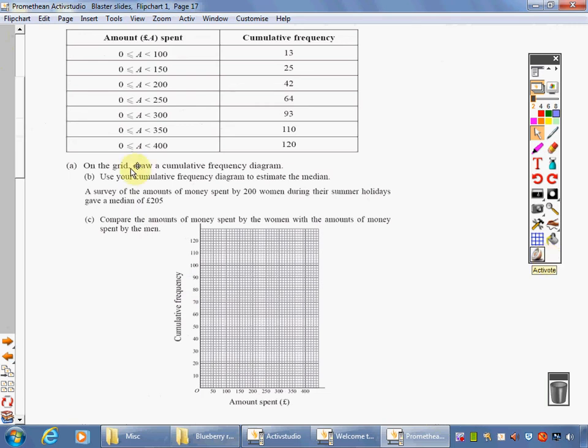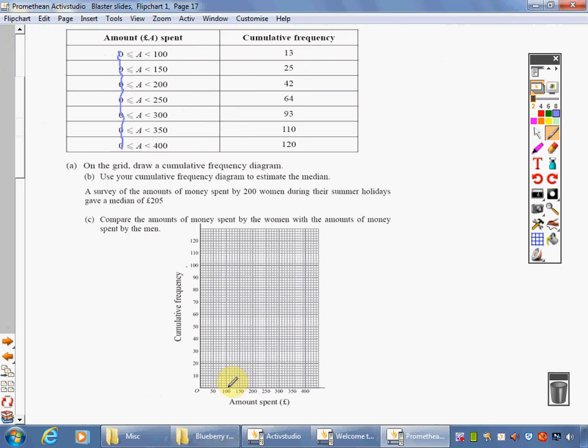On the grid, draw a cumulative frequency diagram. So I've now got to plot this information on the cumulative frequency graph paper here. The cumulative frequency is up the side and the amount spent is in pounds. The crucial bit here is cumulative frequency. I often say to my students, cross out the first, by which I mean cross out that 0 there, and you're going to plot these points. So 100 against 13, 150 against 25, 200 against 42. I'm going to do that quickly now on this graph here.